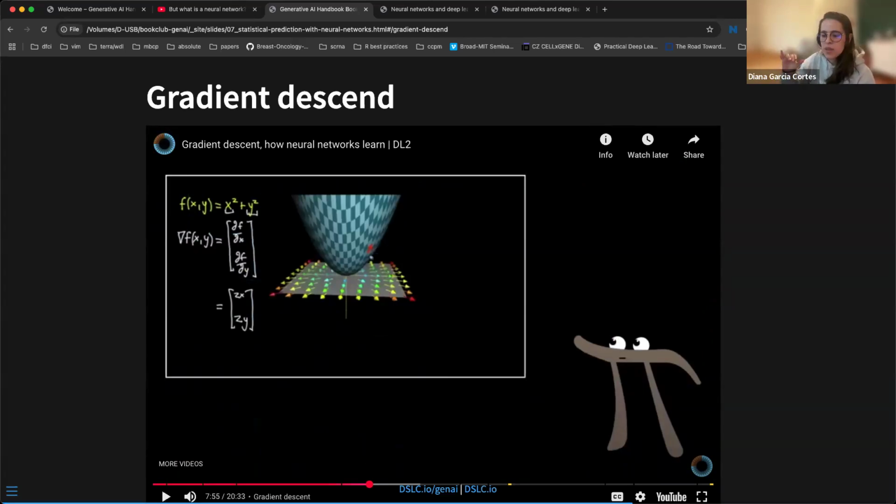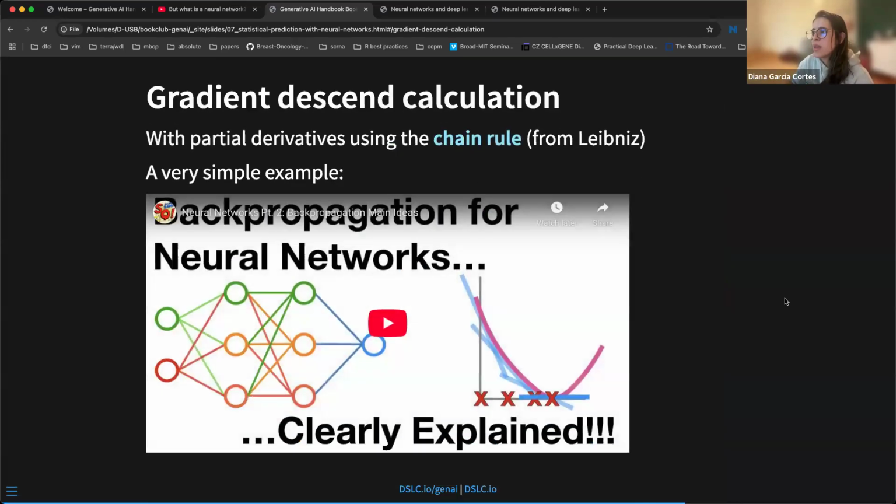Now, if you're unfamiliar, the gradient descent will tell us the direction and the magnitude of the update that we want to do on each step of our training to actually minimize the cost function. And that's what the backpropagation algorithm uses.